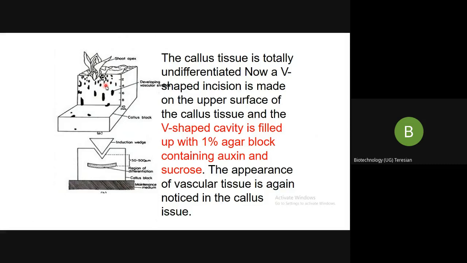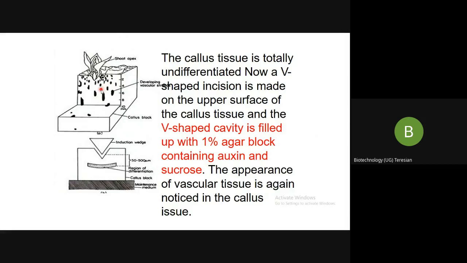Further, in a third experiment, a piece of callus tissue is placed on a medium which does not favor the differentiation of vascular tissue. The callus tissue is totally undifferentiated and is free from vascular elements, because it has nothing to trigger the formation of vascular tissue, as it is placed in a medium which doesn't have the triggering factor.